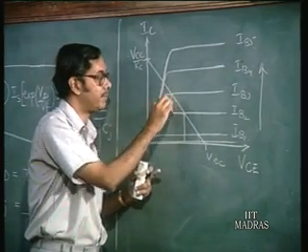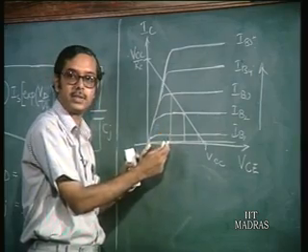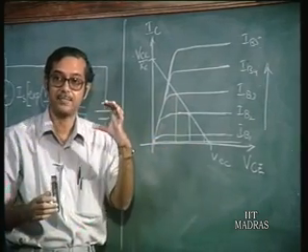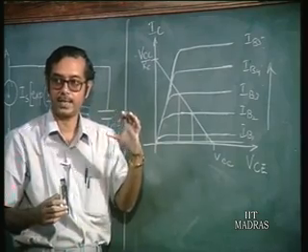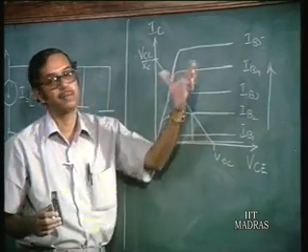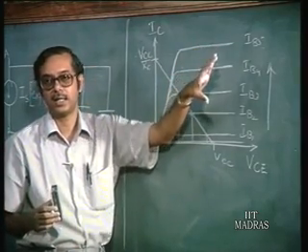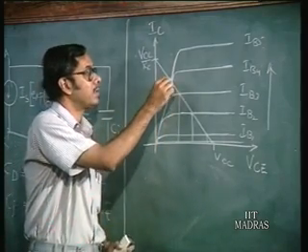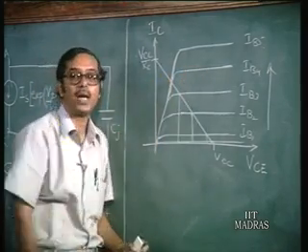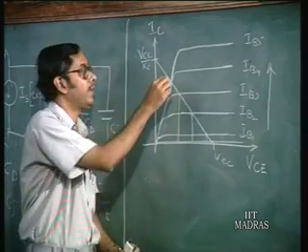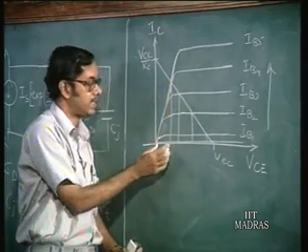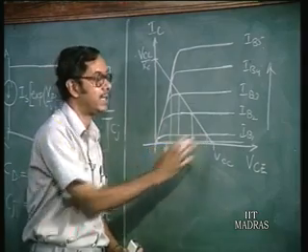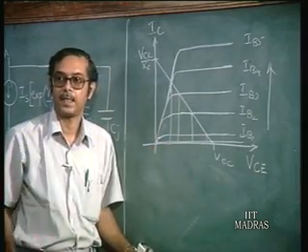You go on increasing to IB3. So this is the operating point. What is happening is VCE is reducing, that is important, and more and more voltage is dropped across the collector resistance. Then you increase it to IB4. This is equal to VCE, the output voltage, and the remaining part is dropped across the collector resistance.